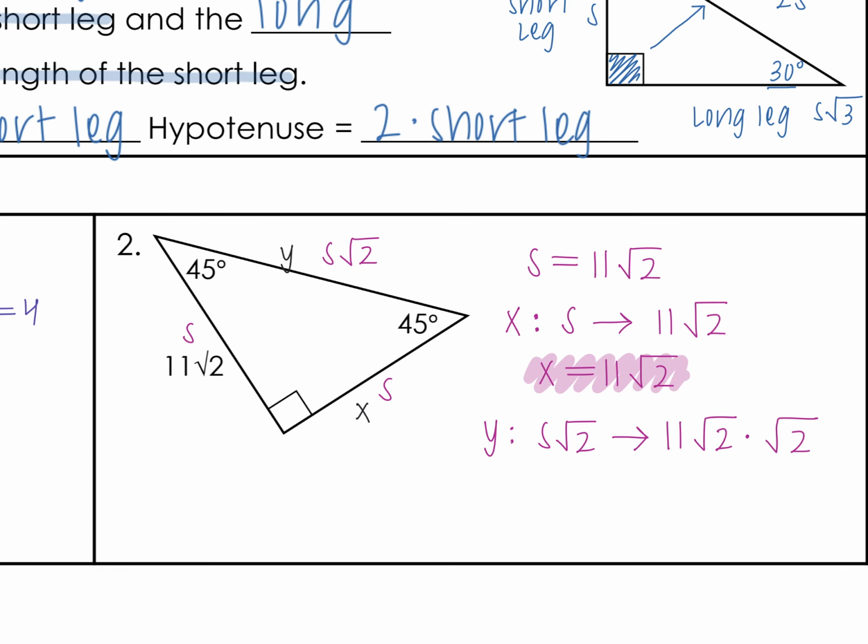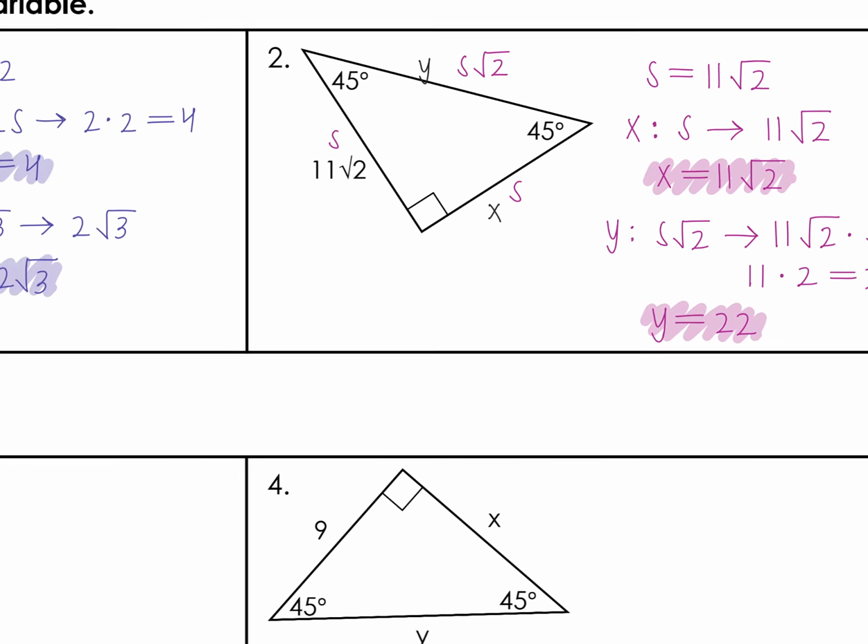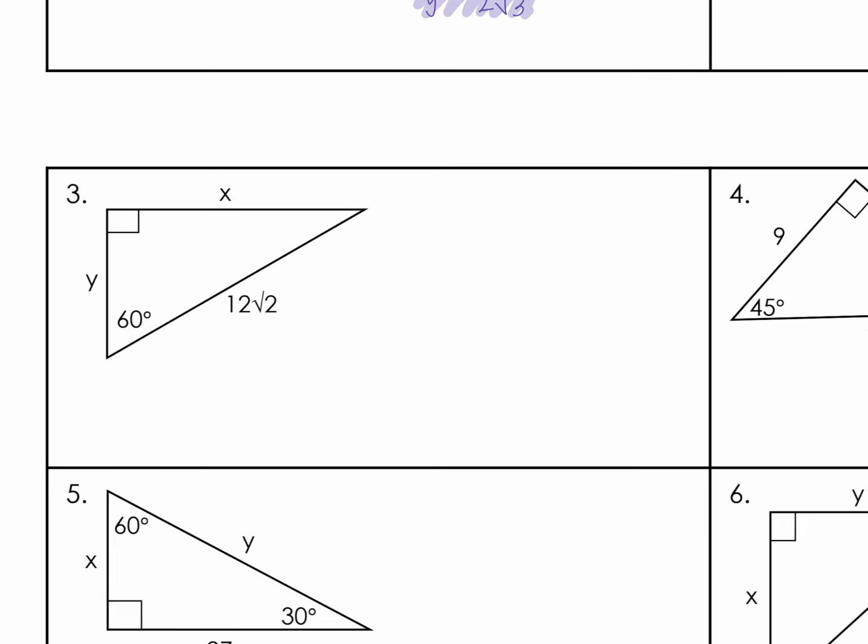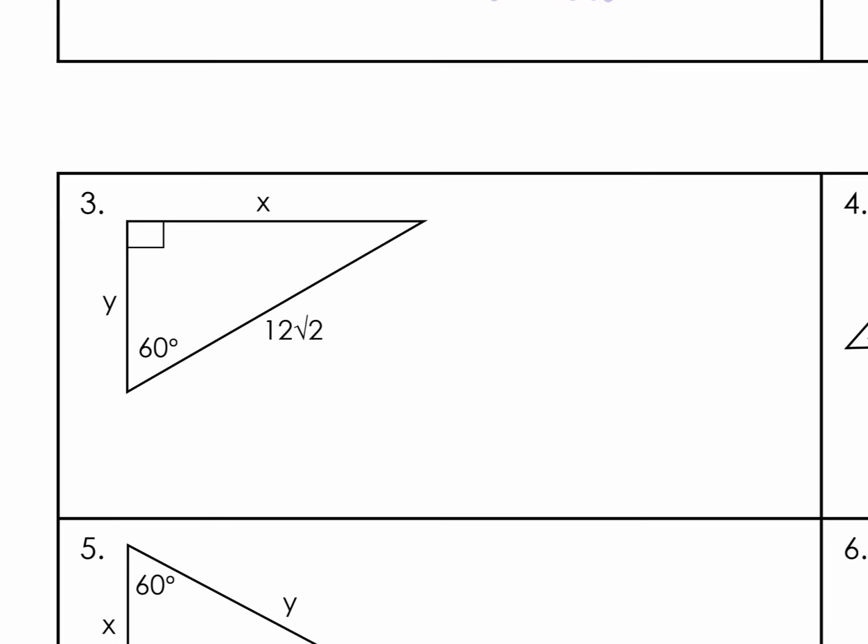All right, so with that being said, we have root 2 times root 2 just gives me 2. So 11 times 2 is going to give me 22. So my y here is equal to 22. All right, so now let's go ahead and flip it over to the back side where we have some more practice problems that we can work through.